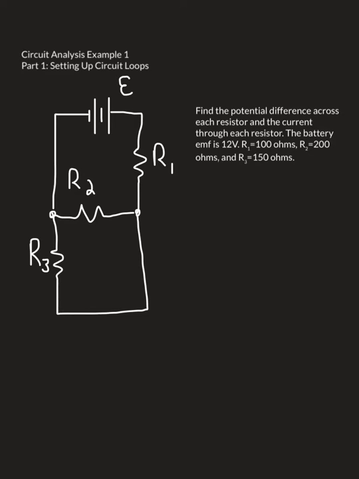Mark it on the diagram. The current through resistor 1 flows through like this. We'll label that I1, which means the current through resistor 1.